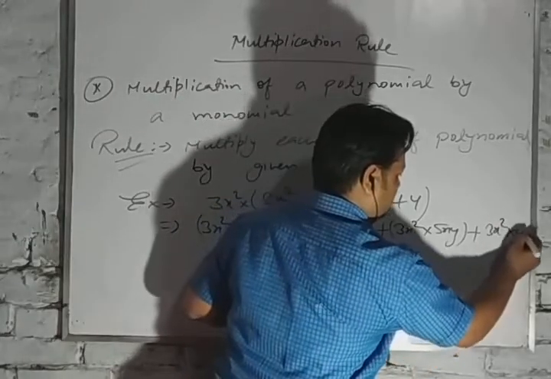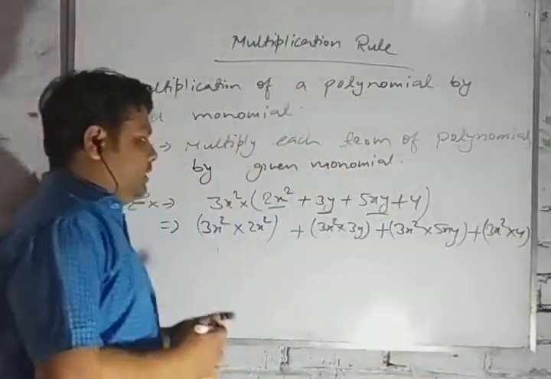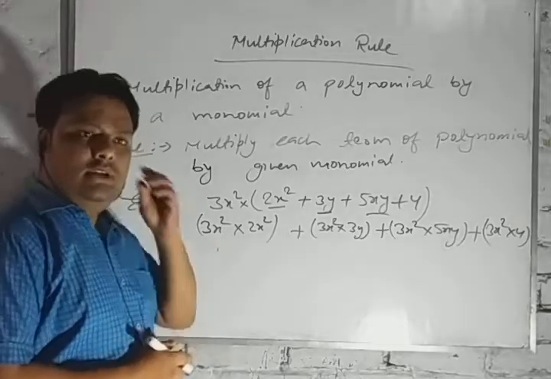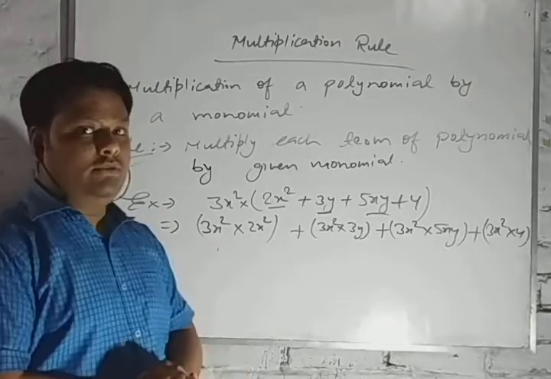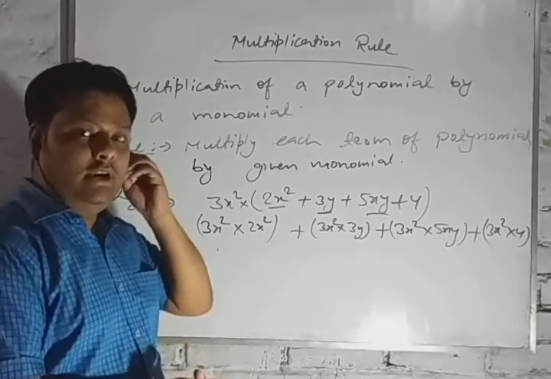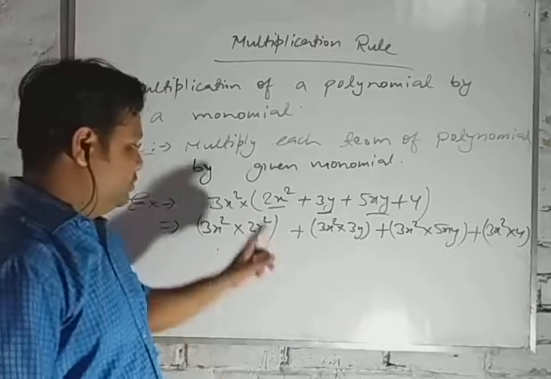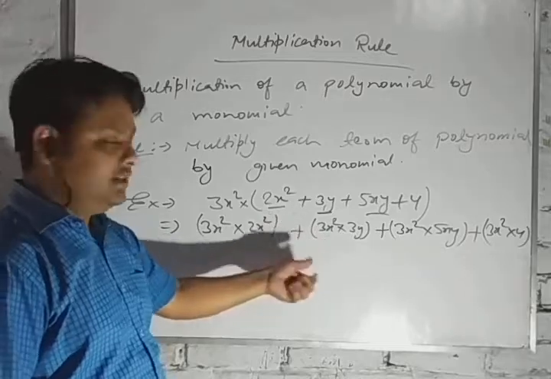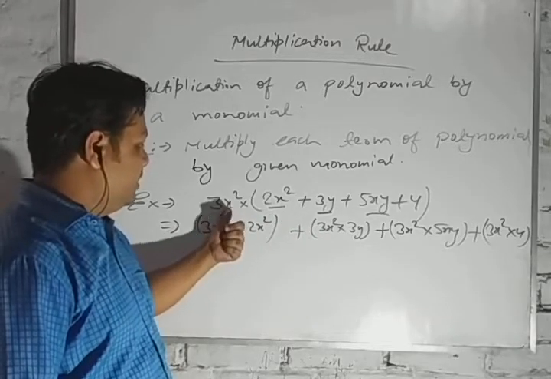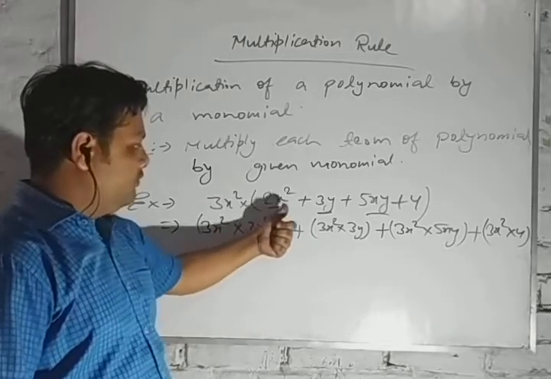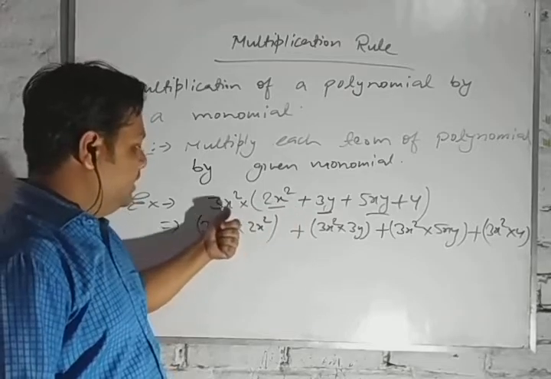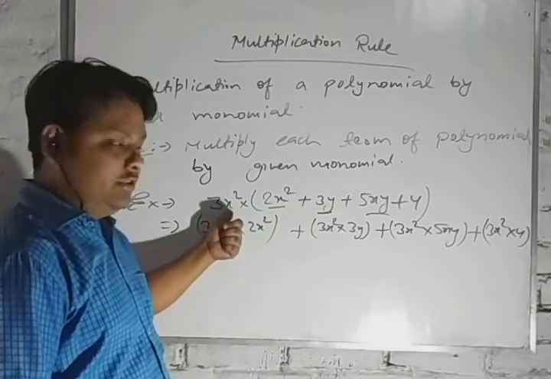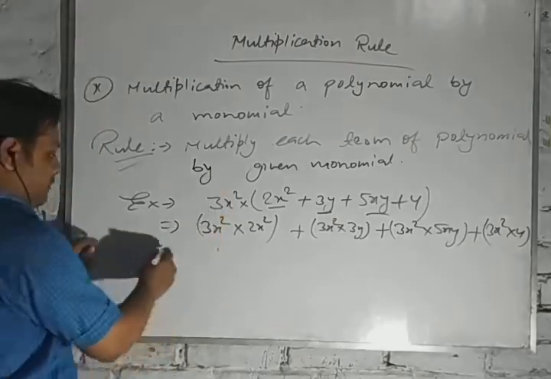3x square into 4. And as you know, in previous chapter 1, rational number, I have explained to you the distributive law. So it is the distributive law of addition. That is, we have to multiply each term of the given polynomial by this monomial which is outside. Okay. Now let's multiply it.